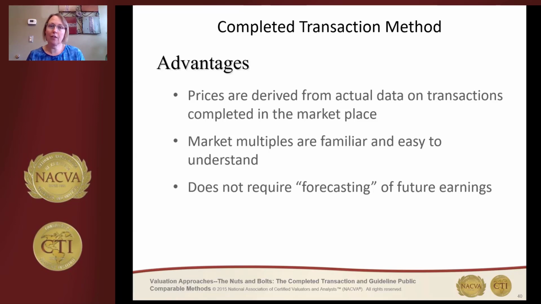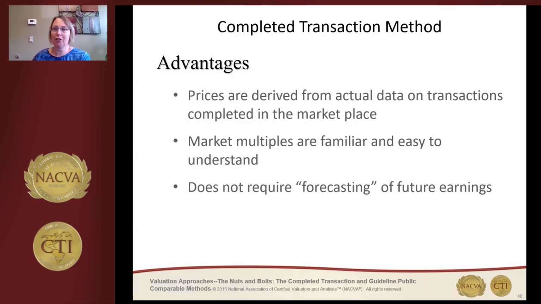So advantages of the completed transaction method: prices are derived from actual data on transactions completed in the marketplace. So people actually purchased and sold businesses for these amounts. So we know that there was a ready market and that's what someone paid. Market multiples are familiar and easy to understand.